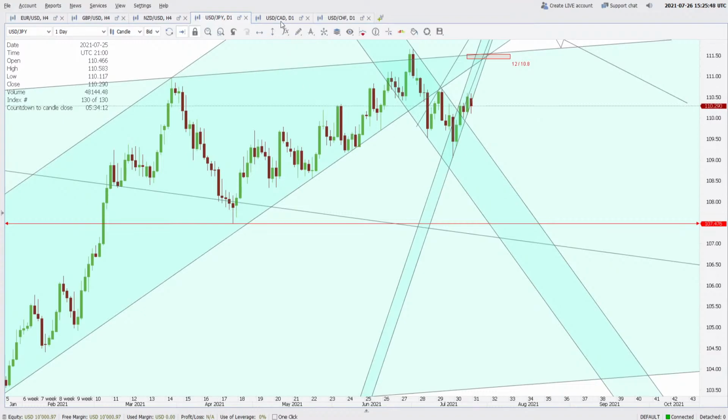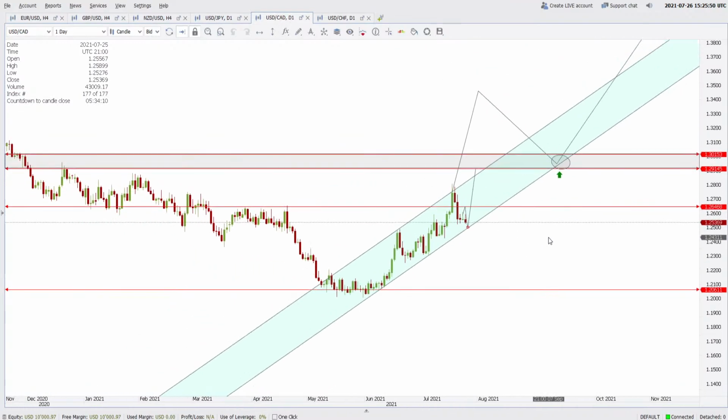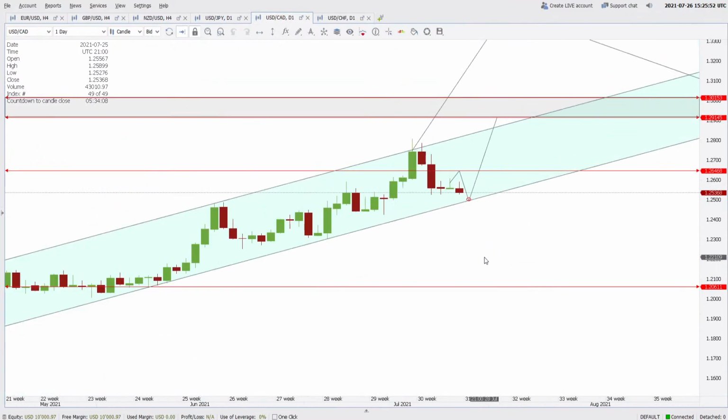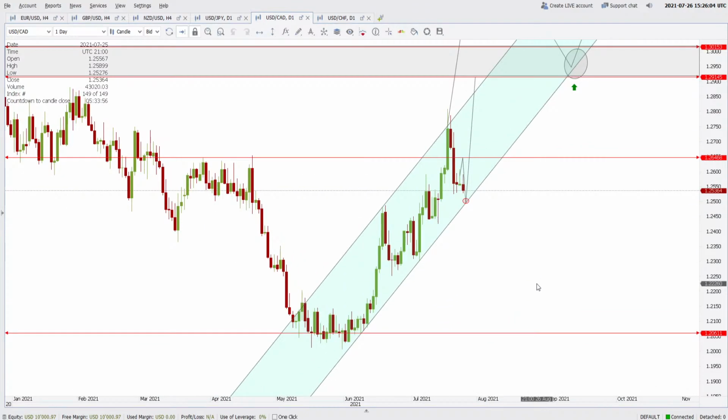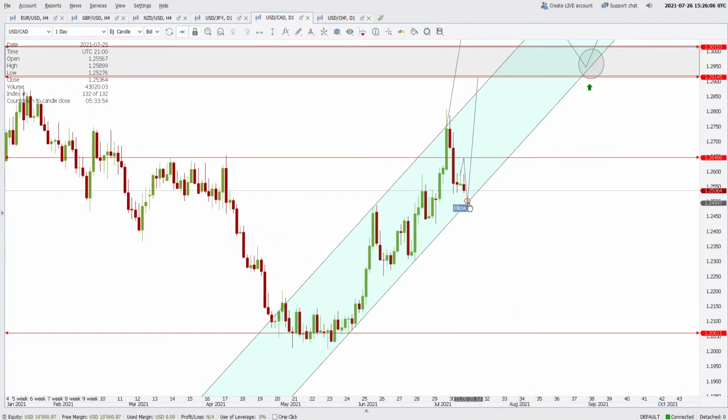Okay, moving on to the Loonie. See, the Loonie is self-explanatory. Actually, it was moving in a channel. It has cleared the resistance at around 1.2646. Currently, it is trading below that resistance. I'm expecting it to take some support around this region when it tests this rising channel support.